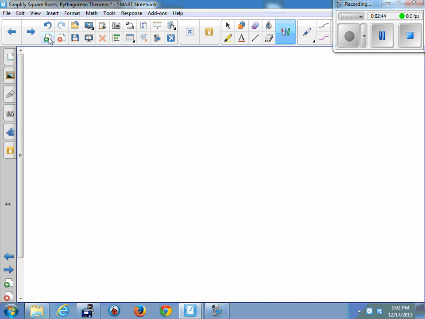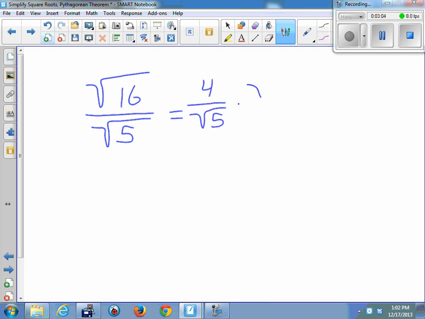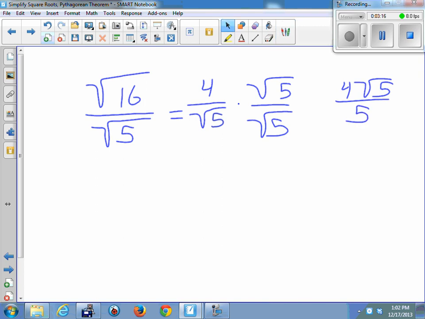To rationalize the denominator, we're going to have square root of 16 over square root of 5. Now, when you start your problem, square root of 16, you can simplify that to 4 over square root of 5. Multiply by 1. We get 4 square roots of 5 on top over 5. And that is just rationalizing the denominator.